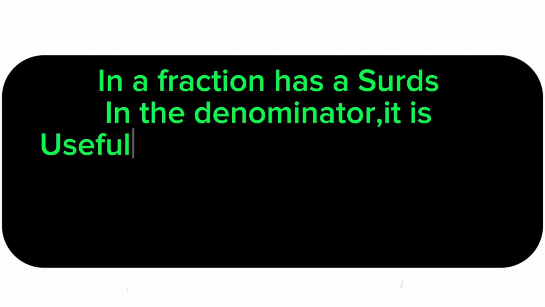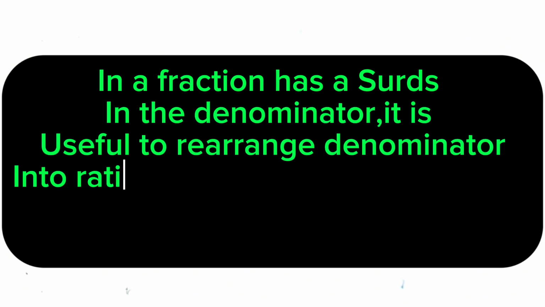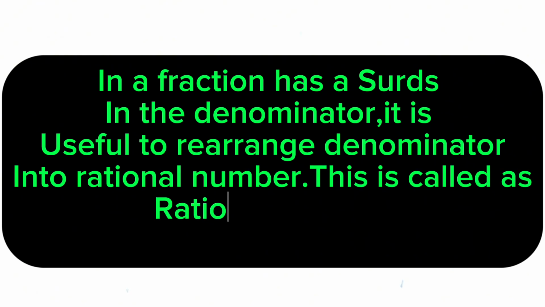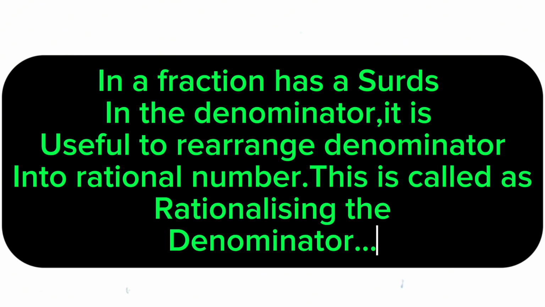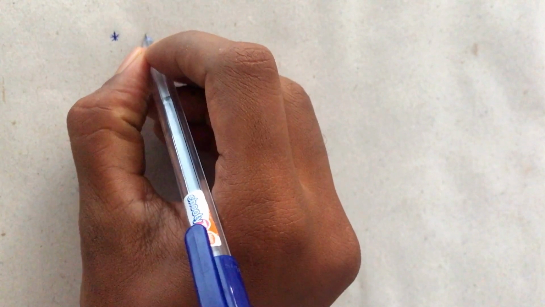What does rationalizing mean? If a fraction has a surd in the denominator, then it is sometimes useful to rearrange the denominator as a rational number. Then it is called rationalizing the denominator. Let's check out the theory part.